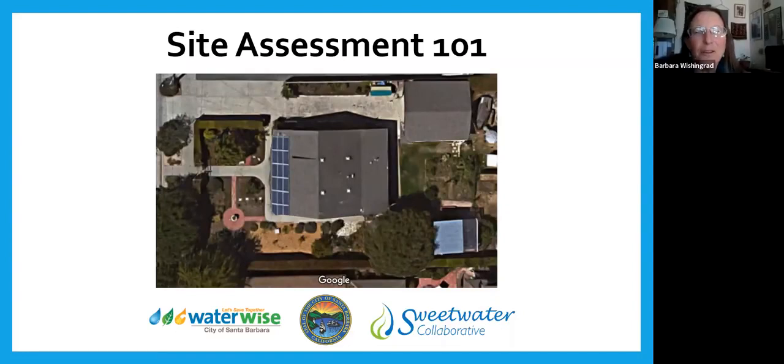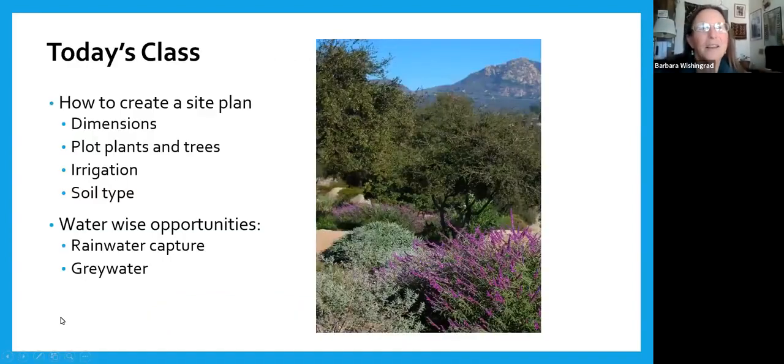Okay, thanks. So site assessment is one of those things that is really empowering for homeowners or anybody who's interested in changing their landscape, especially for a more water-wise regenerative landscape. So that's what we're going to learn about today. Next. So first, we're going to talk about creating a site plan, and that is how to get it to scale, how to plot plants and trees that you already have, your irrigation, find out your soil type. And we're going to talk about water-wise opportunities like rainwater capture and greywater.